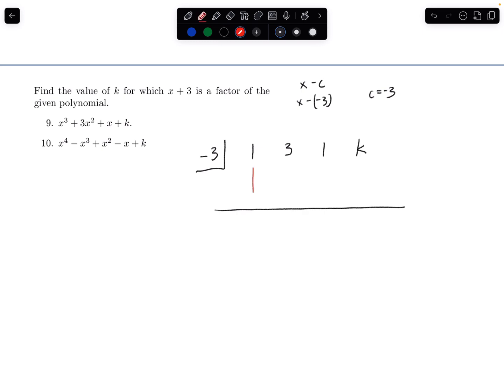Let's switch colors here. 1 comes down. 1 times negative 3 is negative 3. Add them together, I get 0. 0 times negative 3 is 0. Bring the 1 down. 1 plus 0 is 1, right? 1 times negative 3 is negative 3. Now, I want this guy to be 0, right?